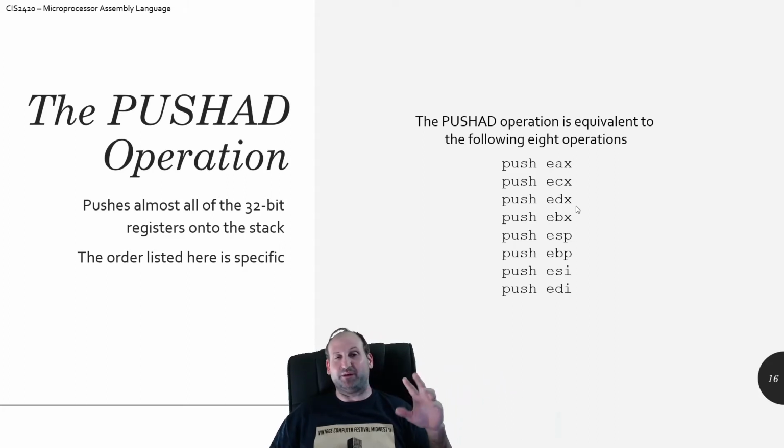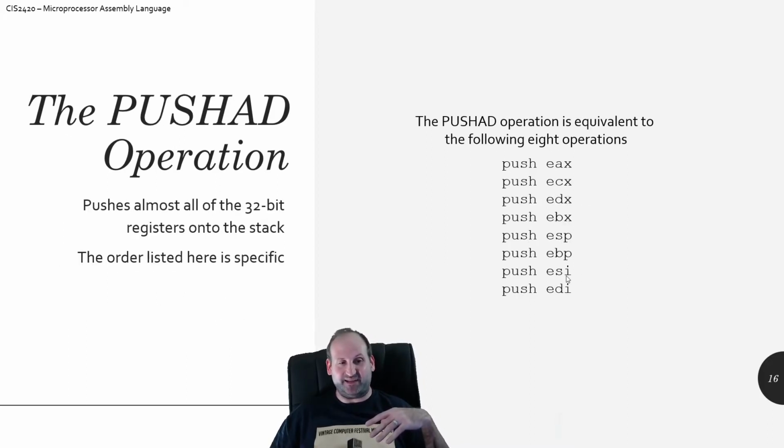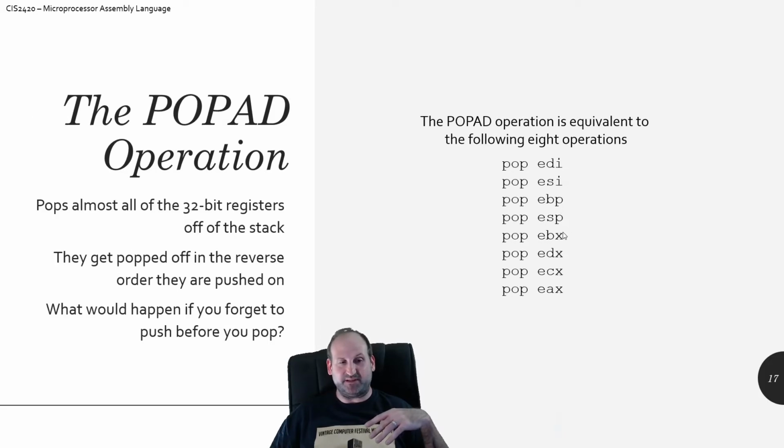And so again, remember, when we pop back, the system does it automatically, but we have to pop it back in reverse order. And so there you go. Notice that everything is reversed: EDI, then ESI, then EBP, then ESP, then B, then D, then C, then A.